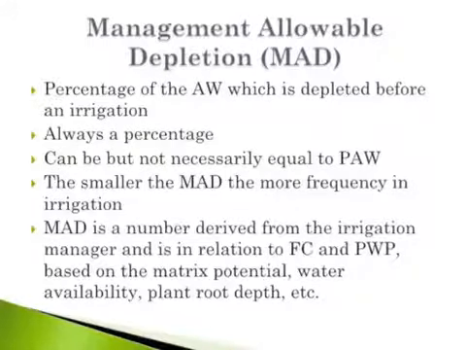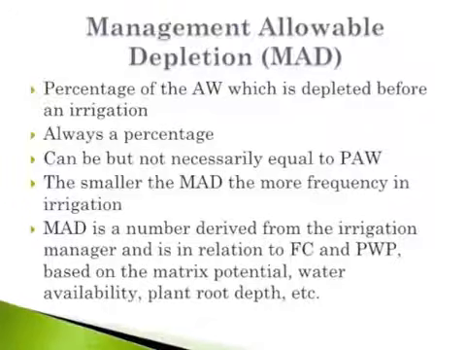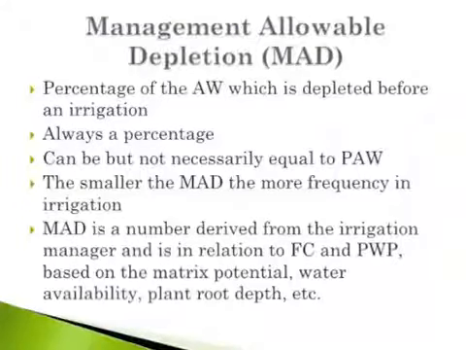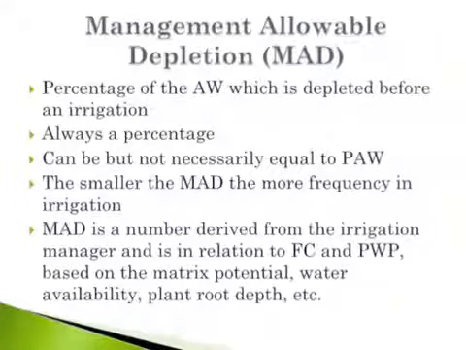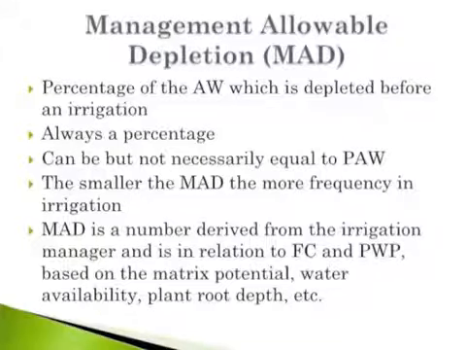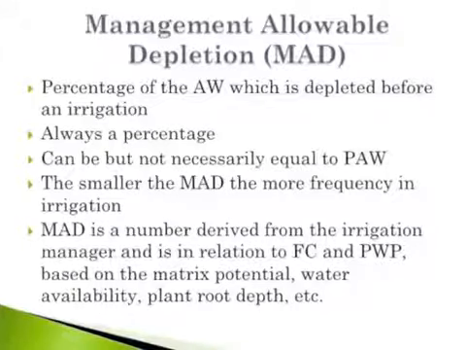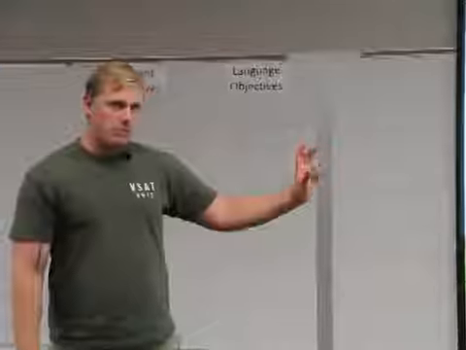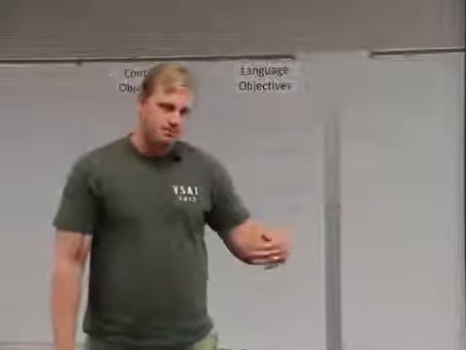Now, how do we derive a management allowed depletion? First, we have to know what our available water is. How do we know what our available water is? Typically, we start with that equation we learned last week: field capacity minus the permanent wilting point. If we know those two variables, we can solve for available water.